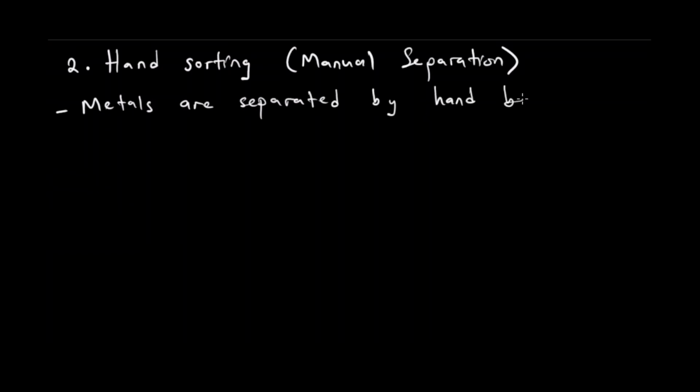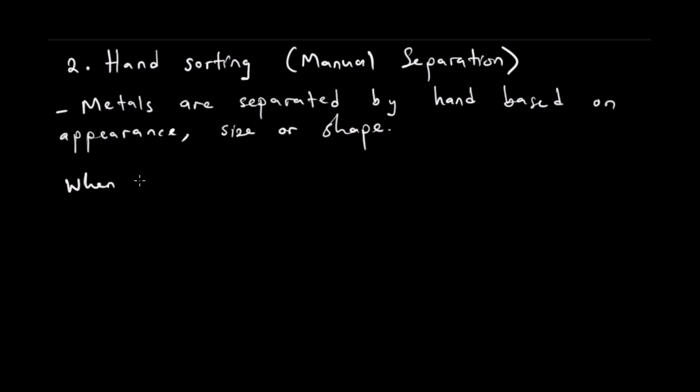And this is based on what? Based on appearance, size, or shape. And saka the appearance of a metal, its size, its shape, we are separating things by hand. But when is this used? Tinozishandisa pakai. This is used for kutanga small scale recycling. Amungadi kuita matani e scrap kamchidai so.